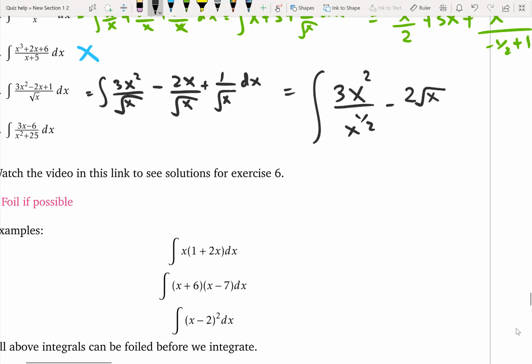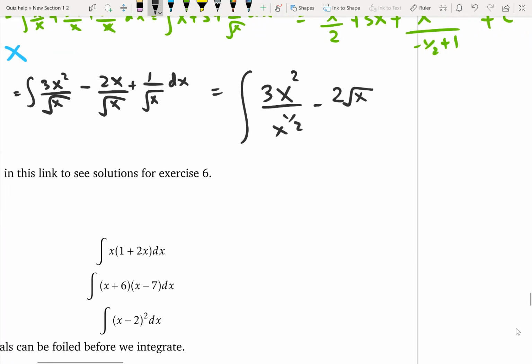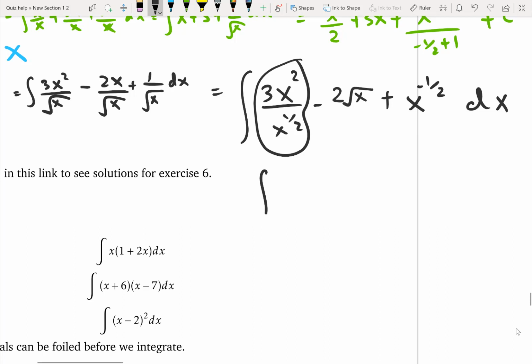One square root cancels, right? x is square root of x times square root of x, so one square root cancels. So I can write it that way. This is 1 over x to the half, but I can take that x to the half to the numerator and write x to the negative half. Well, how can I simplify this one? Same way. Take x to the half to the numerator. So then it's 3x square times x to the negative half.